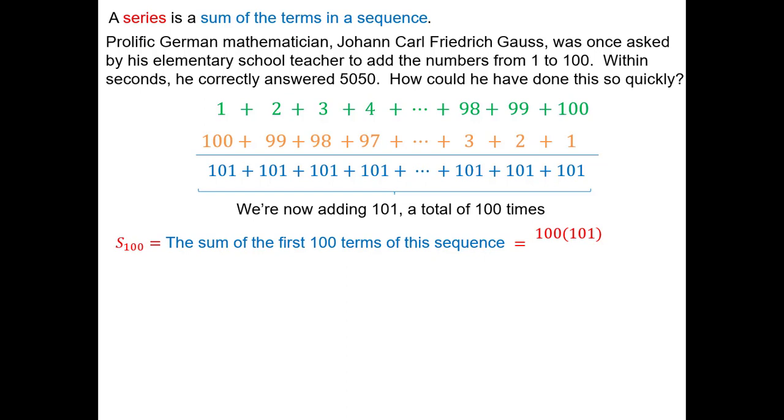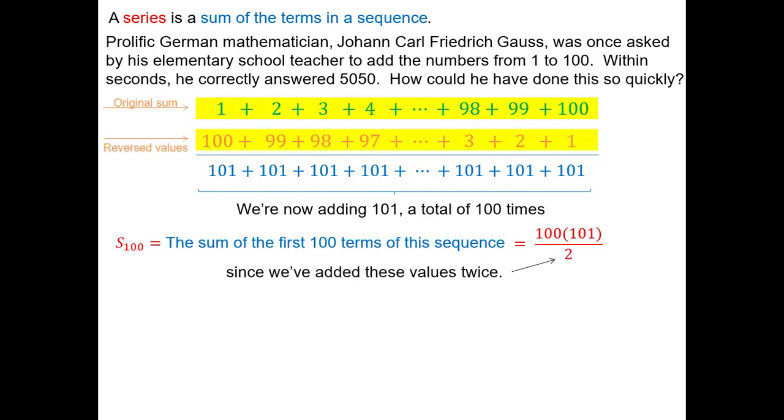However, that's not quite my answer. Because notice, if you take a look at the list of the green numbers and the orange numbers, we added those values twice. We just wanted to find what the sum of the top row was. But in order to find this, Gauss ended up reversing the numbers underneath. And so since we're adding these values twice, we have to divide the final result by 2. And what we've done is created a formula for being able to do this. So 10,100 divided by 2 is in fact 5,050, and he was correct.